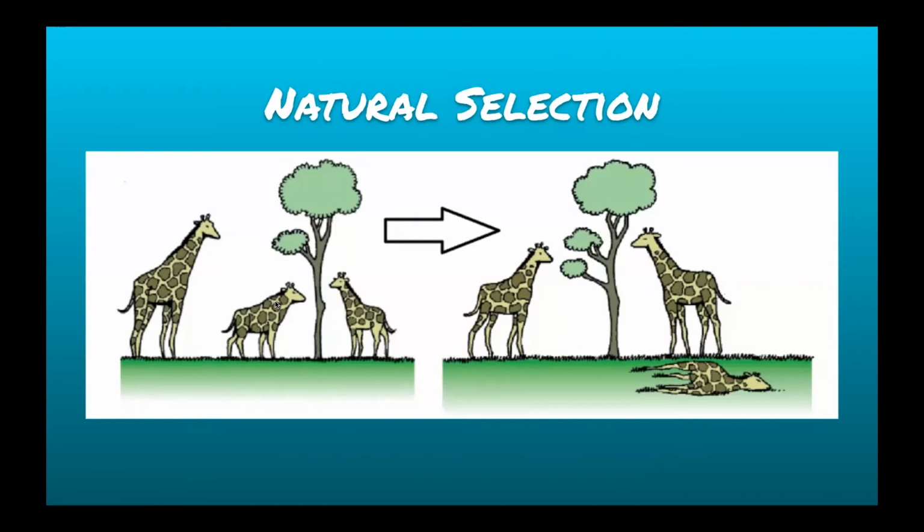So the ones that will survive over time are the ones with the longer necks because they were able to adapt to their environment, right? So slowly over time, giraffes have longer necks because the giraffes with shorter necks did not reproduce and did not continue living. They didn't survive, right?